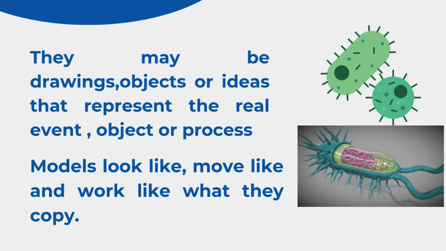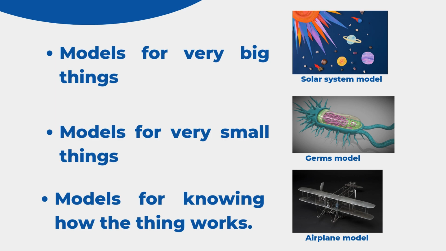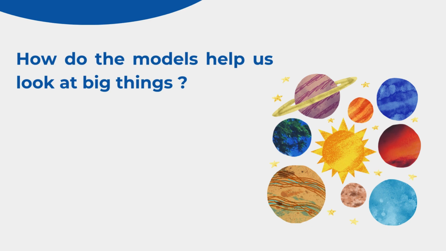Okay, we can make models for 3 things: models for the very, very big objects such as the solar system or Earth, because we need a smaller model to study these objects; models for very, very tiny objects like the germs; or a model for objects or ideas that we want to understand, how they work. So now we will start with the models for the very big objects.